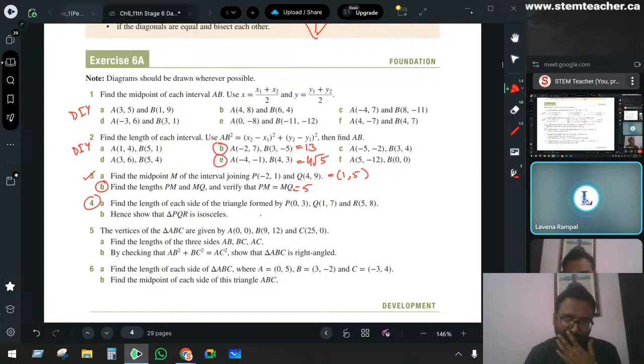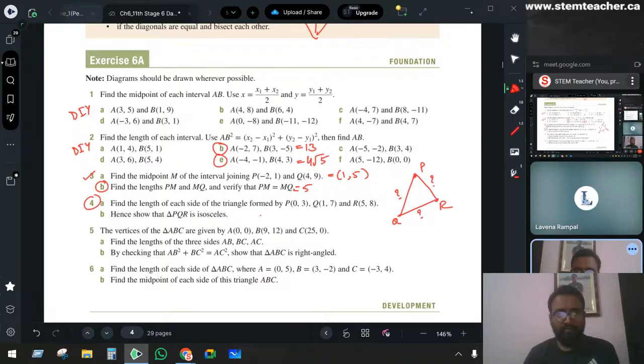Find the length of each side of the triangle formed by P(0, 3), Q(1, 7) and R(5, 8). So he has given three points, P, Q, R. He's asking to evaluate; it is a triangle actually. He's asking to evaluate what is this length, what is this length, what is this length. You can find that easily. Hence, show that it is an isosceles.